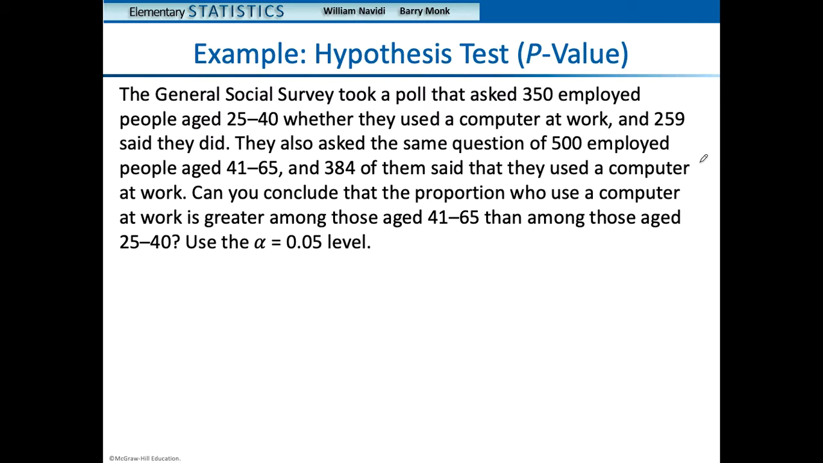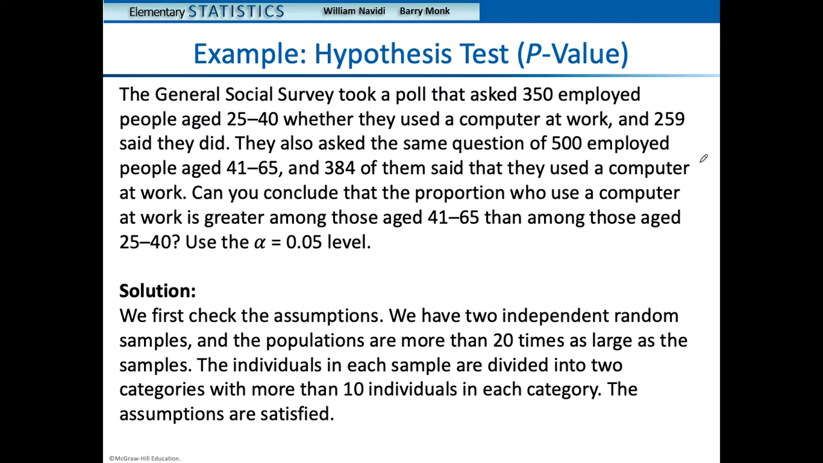Can you conclude that the proportion who use a computer at work is greater among those aged 41 to 65 than among those aged 25 to 40? Use the 0.05 level of significance.